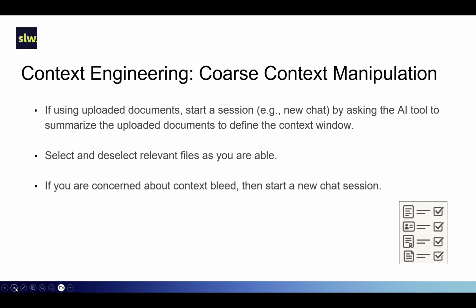This coarse context manipulation is best implemented through being able to select and deselect relevant files. So if you have the ability in your interface to select files or deselect them, that works very, very well. We found in other cases, you may not have the ability to deselect. So when in doubt, you can always start a new chat session and then perhaps attach the files that you want to the new chat session. And then you're starting from scratch without the possible context bleed from an office action, for example.